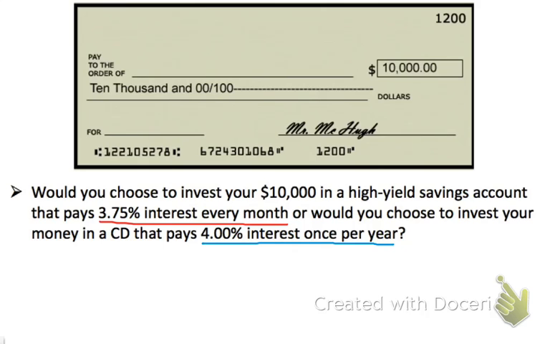So in the first example, we see a lower percentage rate, but a more often compounding of that interest. In the second option, we have a higher interest rate that compounds less often. So which is the better of the two options? Let's explore that in this video.